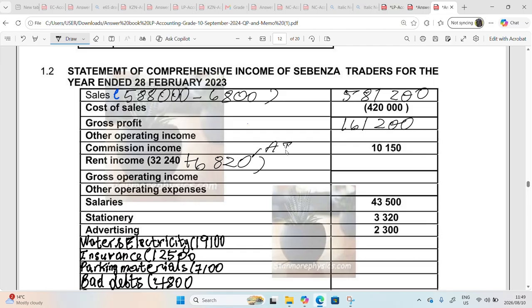Where do you record accrued income as well? On the statement of financial position under your current assets, accrued income. All right, so you add those two amounts and you should have a rent of 39,060.